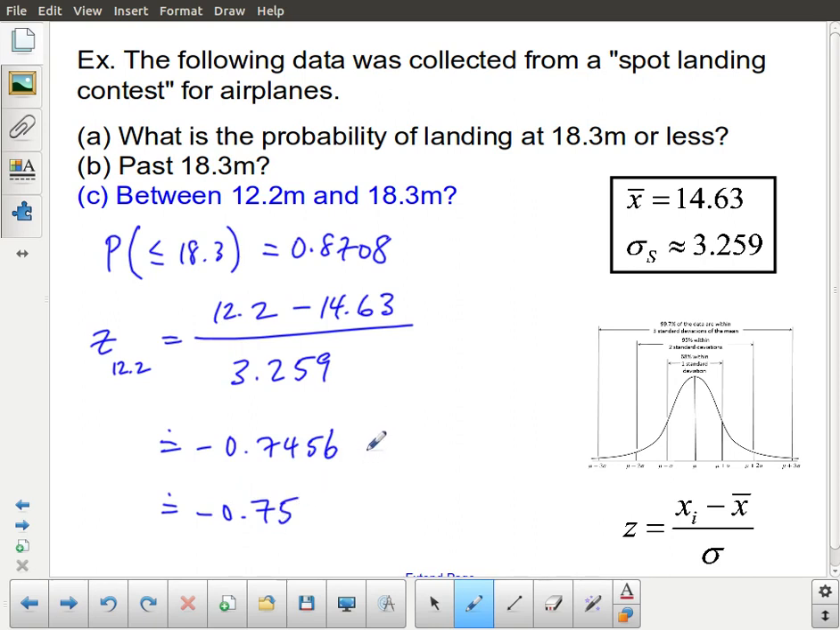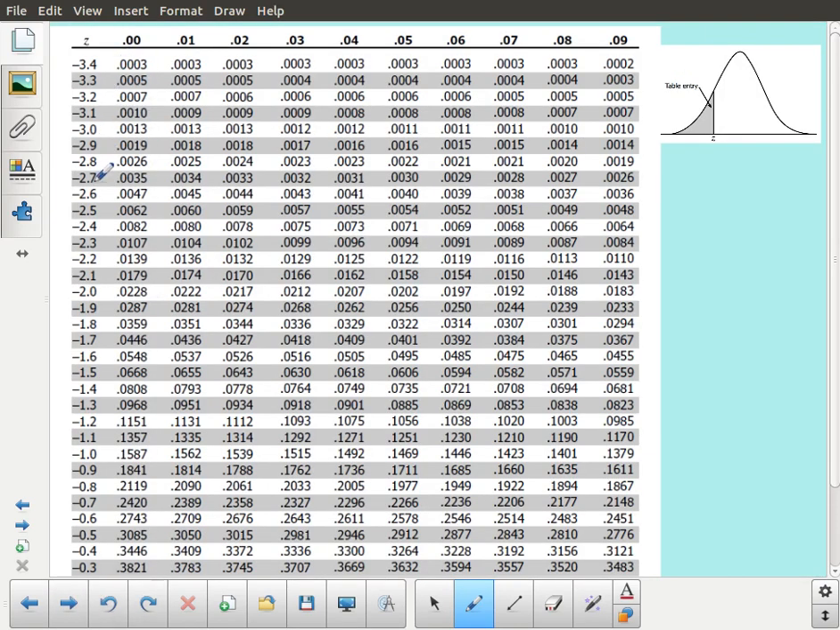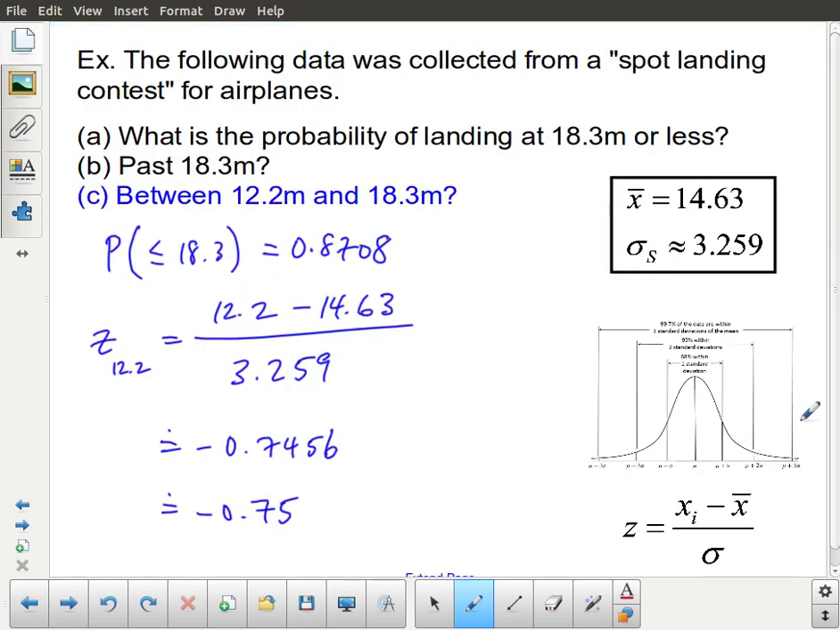from our z-score table. This is a negative value, so we're going to find 0.75 on this table. Here is negative 0.7, and so negative 0.75 would be there. I find where those two values cross each other, which is 0.2266. So that's saying that when this is the value of 12.2, 22.66% of the data is going to be less than that. And now we put those two pieces together. So 0.2266 for that one.